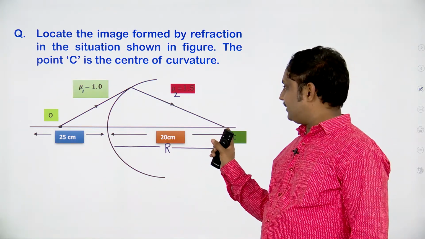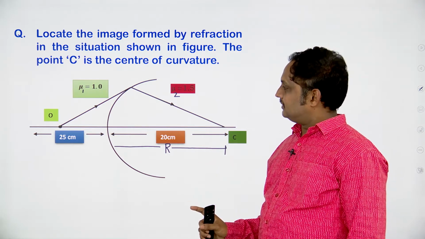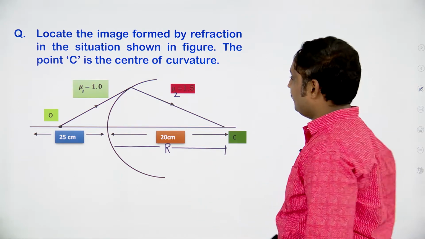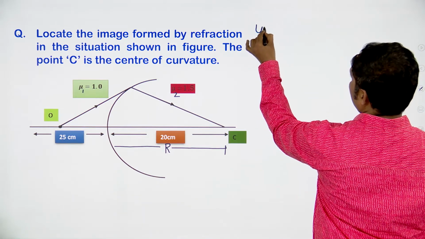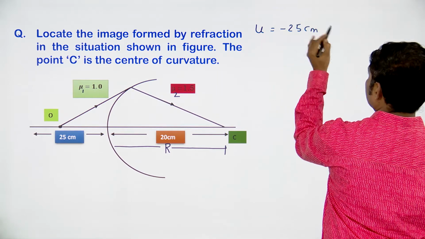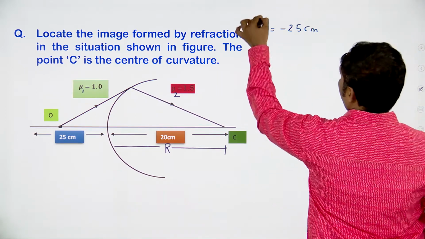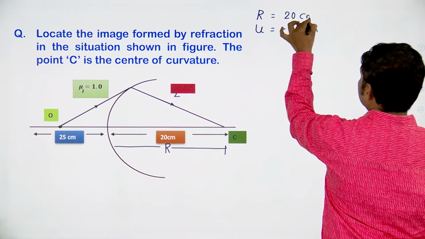So where does it actually meet at this point? Okay, yeah, right. Let's have a look into that matter. You would like to get that U is equal to minus 25 centimeter. All right, it's very clear. R is equal to 20 centimeter. All right, you will get this one.